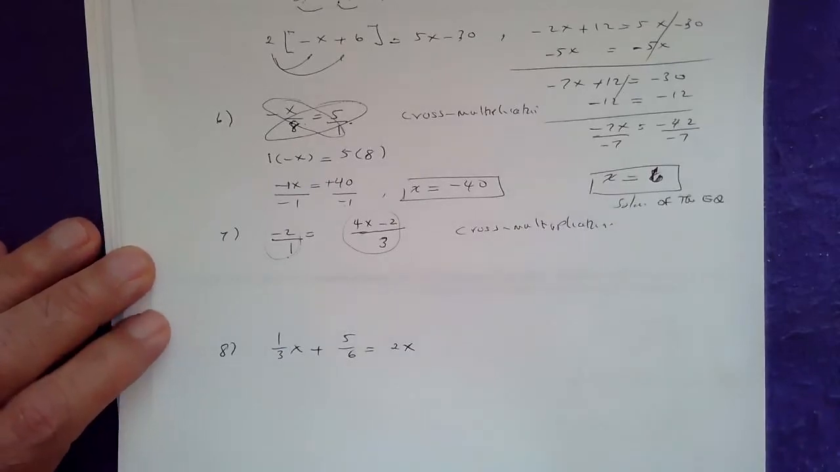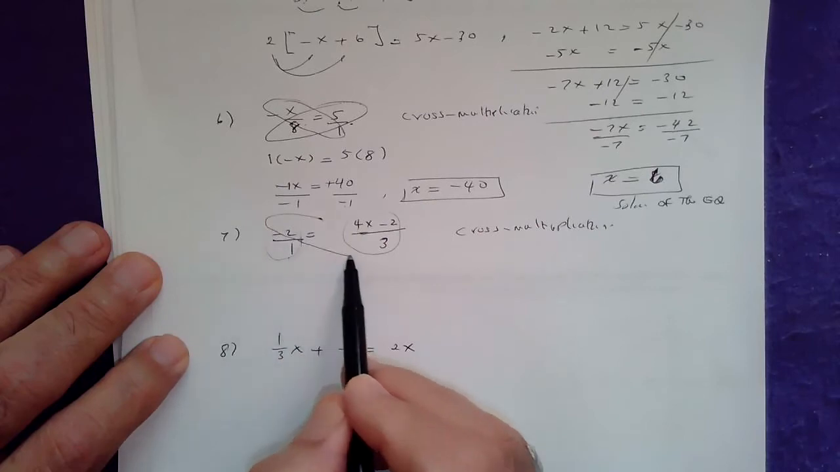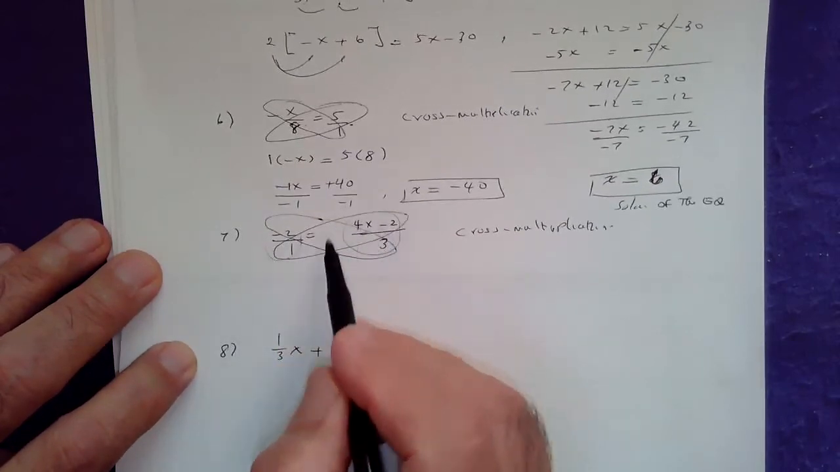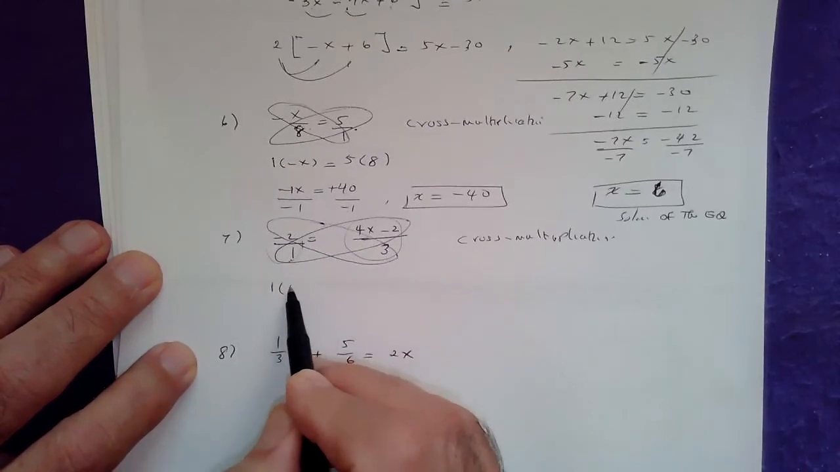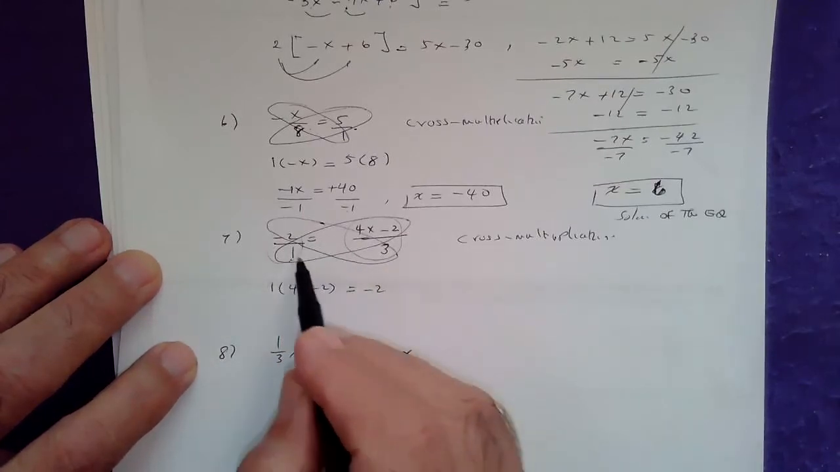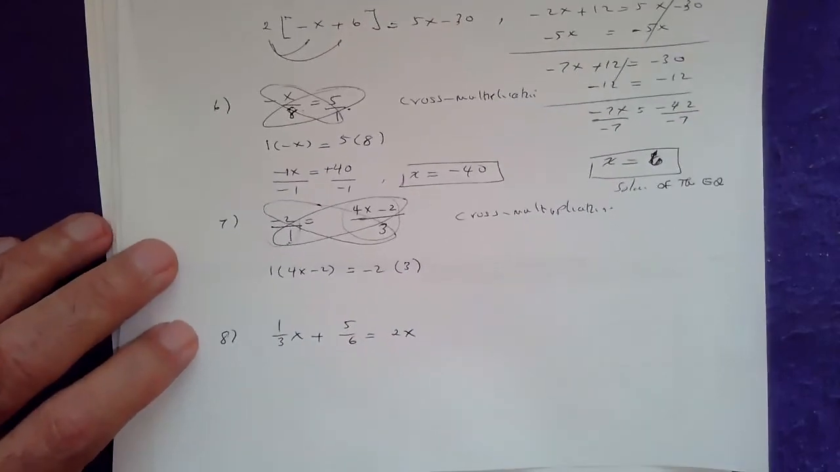Why would I do that? To get rid of the fractions. What is cross multiplication? That means multiply what? The denominator of the fraction on the left by the numerator of the fraction on the right, set it equal to what? The numerator of the fraction on the left by the denominator of the fraction on the right.